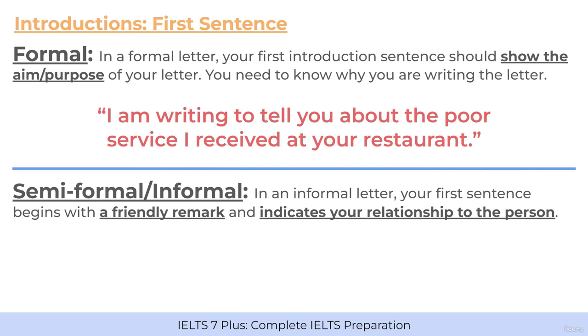Okay, so for semi-formal, informal. In an informal letter, or indeed semi-formal letter, your first sentence begins with a friendly remark, generally, and just also indicates your relationship to the person. That's the most important bit. We can often start with a friendly remark, but more importantly, it's about introducing our relationship to the person, whether they're a friend, a long-lost family member, whatever it may be.